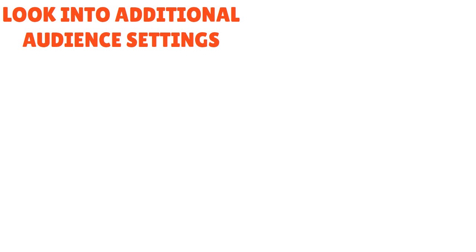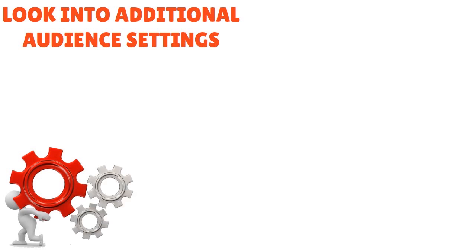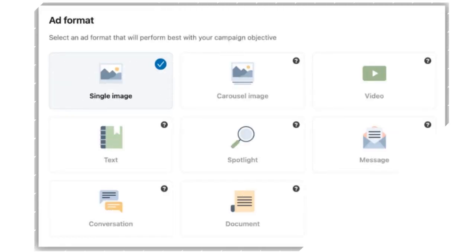You also want to look into additional audience settings. So if you want to do a LinkedIn ads audit, you want to pay attention to those additional audience settings big time. Let me explain a little further. In addition to the targeting and exclusion settings, there are a few other things you can do in the audience section on LinkedIn. The first is pretty straightforward.